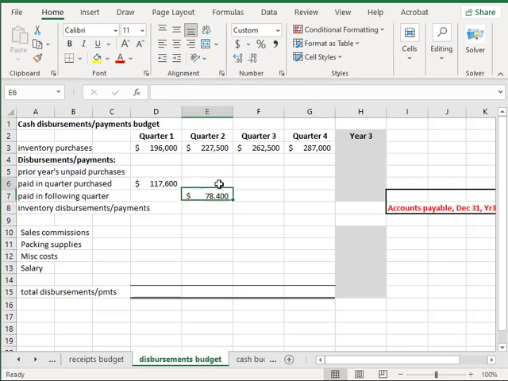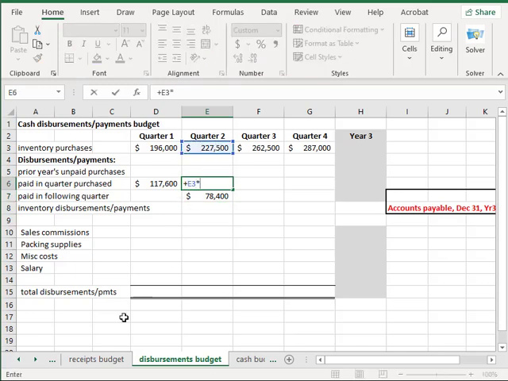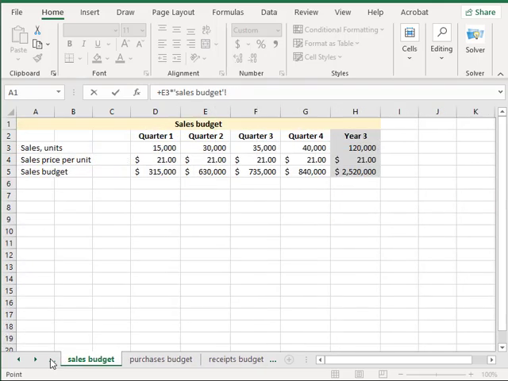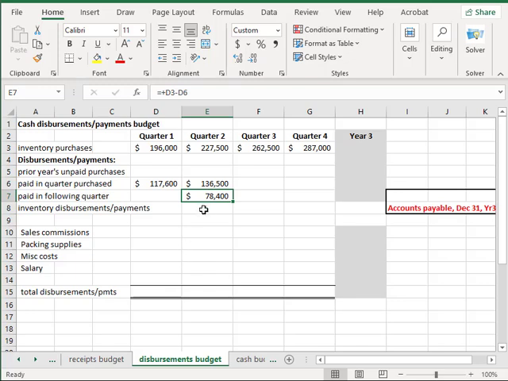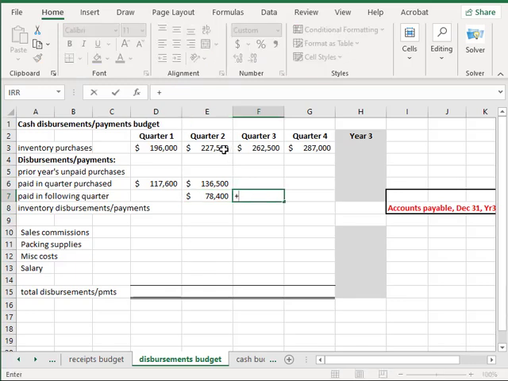All right. What about Q2? 60% of it is going to be paid for in Q2, and the rest will be paid in Q3. You can make two more formulas just like that if you want.